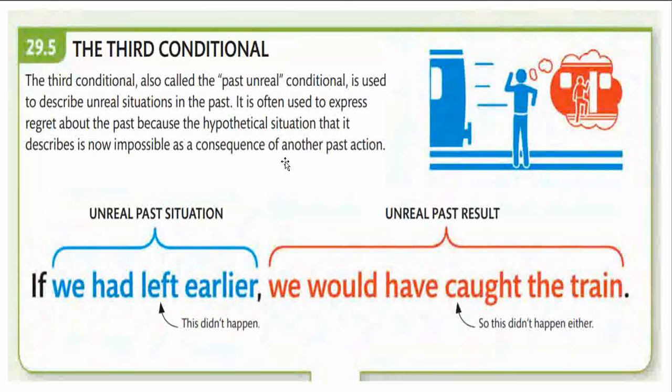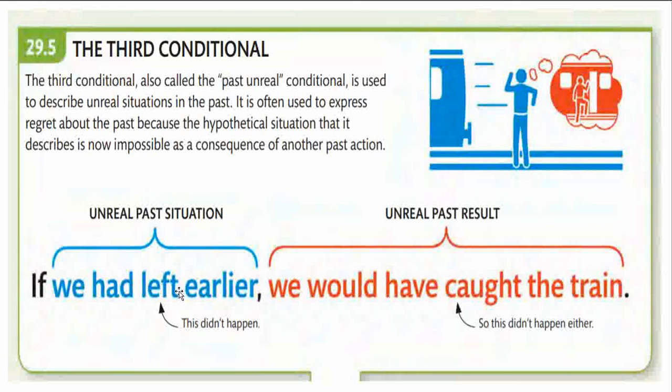as a consequence of another past action. That means you cannot go into the past and change the action. That is the reason that you cannot change the result of that action. If we had left earlier, we would have caught the train. This is the condition. If we had left earlier, now you cannot go back in the past and change your past because you already left late.